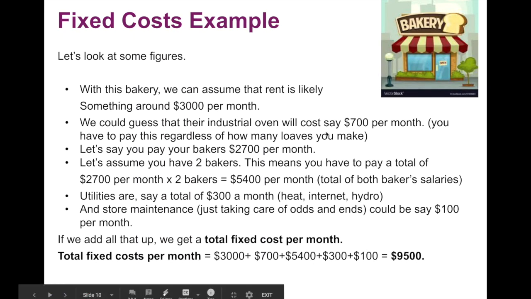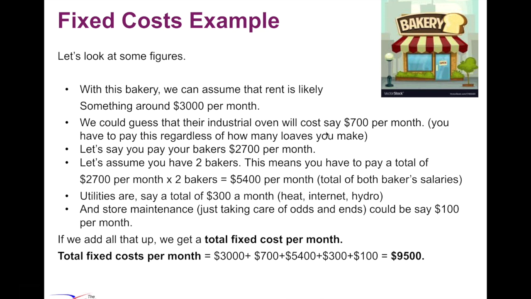So let's look at some figures. With this bakery, we can assume that rent is likely around $3,000 a month. I wouldn't expect you to know that. I'm just going by current real estate prices, you probably have to pay that much if you wanted to actually rent out a bakery.